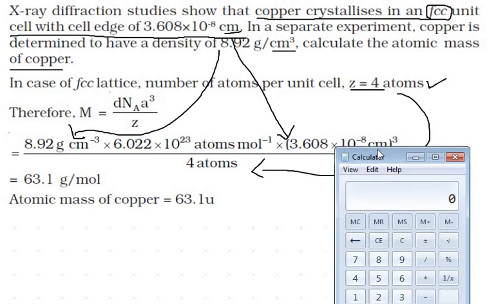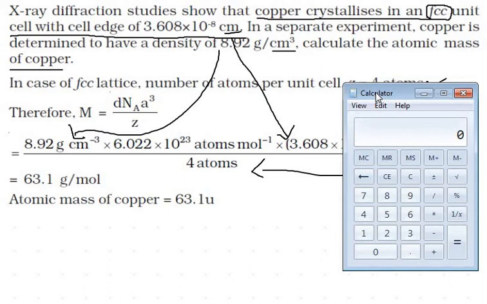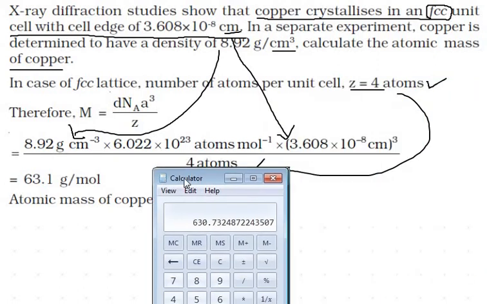So it says 8.92 into 6.022 into 3.608 three times, because we have taken cube. So 3.608 becomes cube, divided by 4, and that is 630.73. Okay, so now let us see.